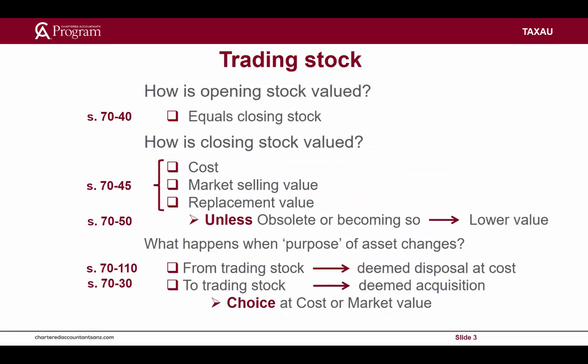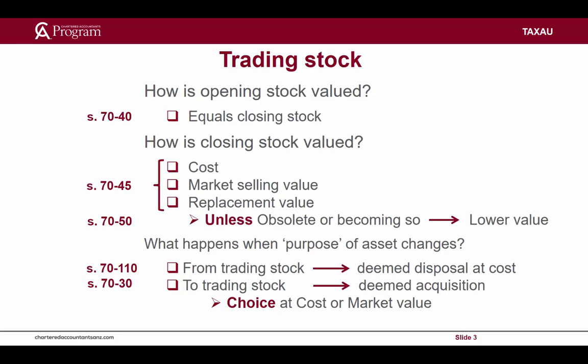So what values are used to calculate the movement in opening stock and closing stock? Opening stock is equal to the closing stock of the prior year under section 70-40. This is irrespective of the method chosen for the closing stock in the prior year. The methods that can be used to value closing stock under section 70-45 are cost, market selling value, or replacement value. The meaning of each of these terms is summarised in the core content along with the key cases.